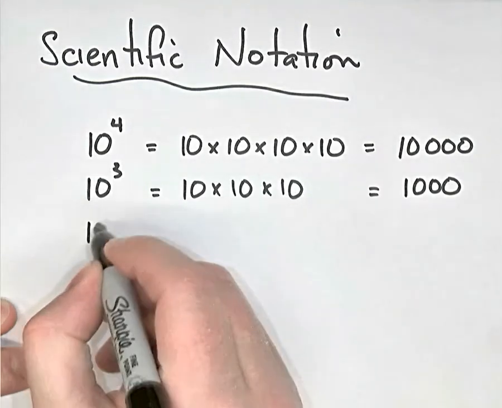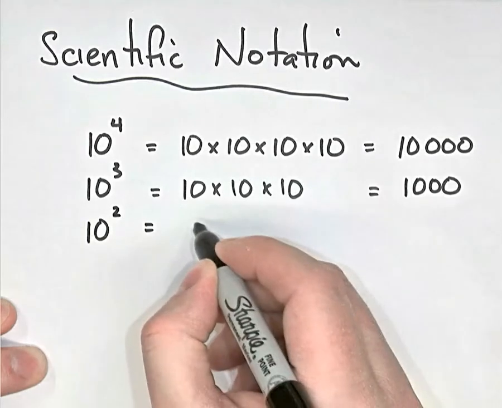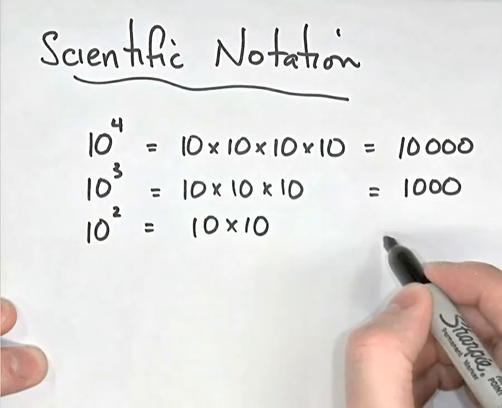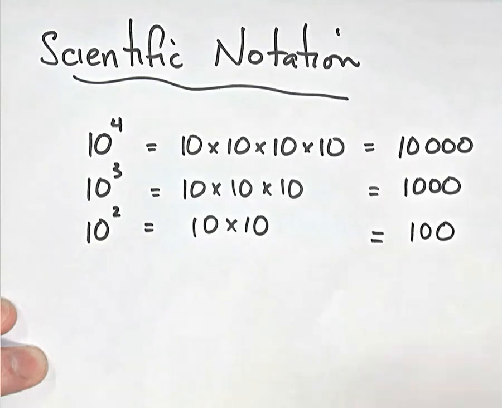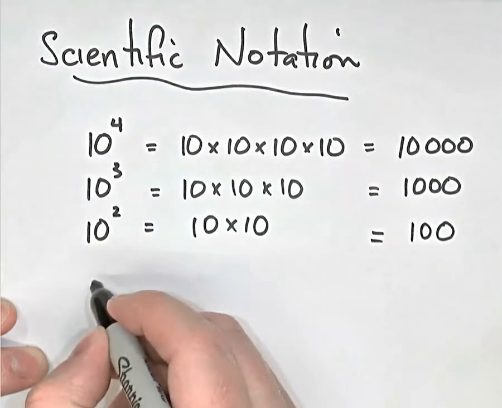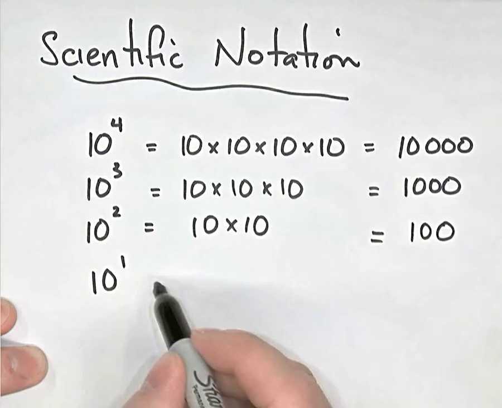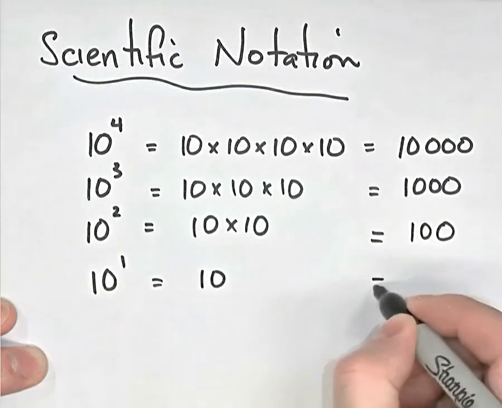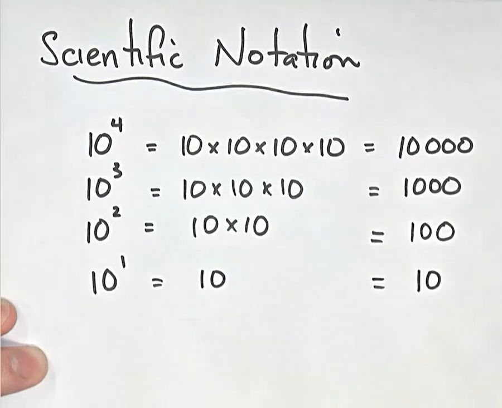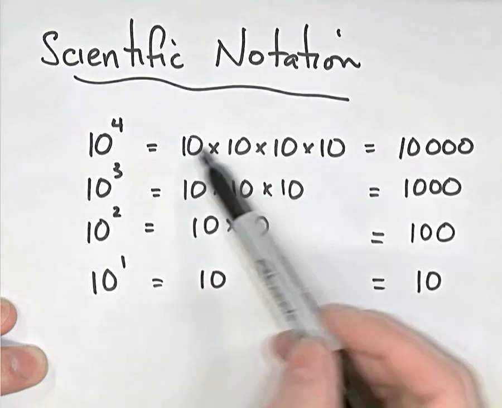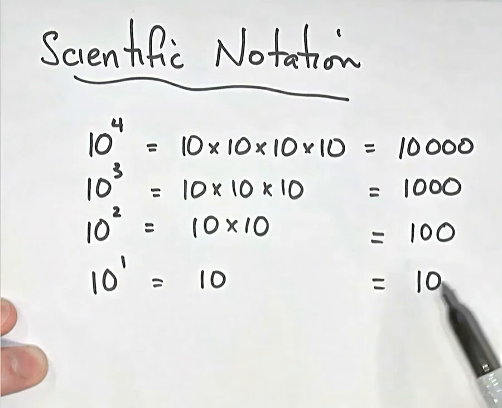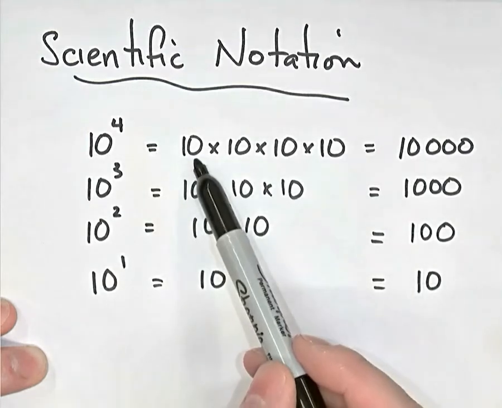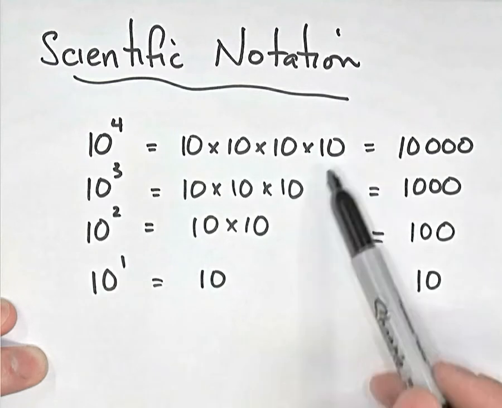If you keep going, 10 to the power of 2 would be 10 times 10. That would be 100, right? And then you get 10 to the power of 1, and so, okay, well, this just means 1 times 10, so just a 10. So that's just going to be 10 by itself. So this is how powers are introduced in middle years, where the exponent is thought of as the number of times to multiply the base by itself. So 10 to the 4, take the base, 10, and times it by itself 4 times.